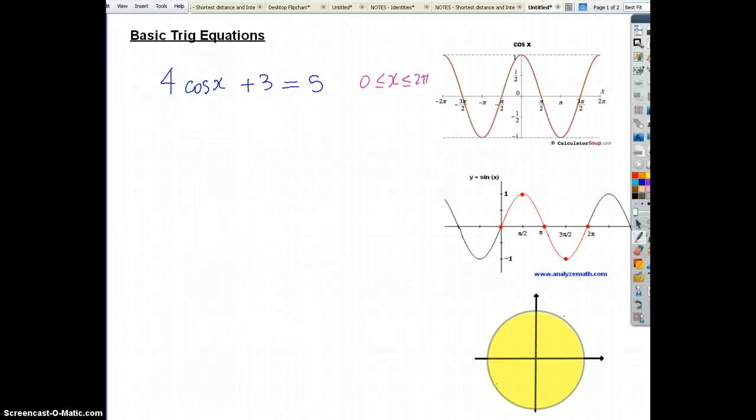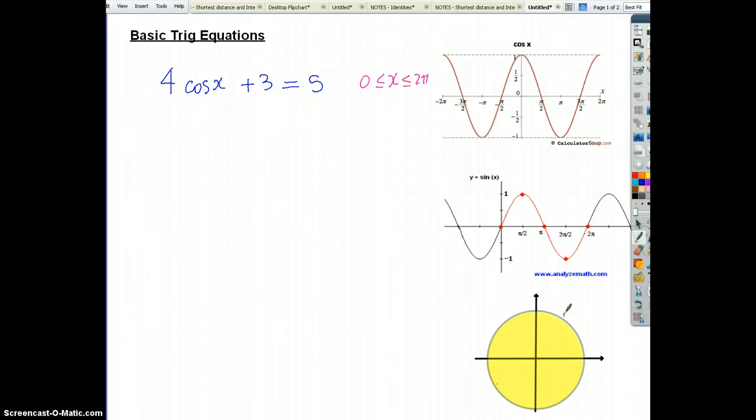Hey guys, we're going to have a look at trig equations and how to solve them. And we're going to make connections between the algebraic form, the graph, and the unit circle. And it's really important to get these basic connections. It helps be able to apply them in more complex situations. So let's have a look at a nice basic one.